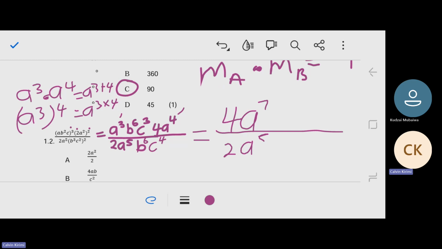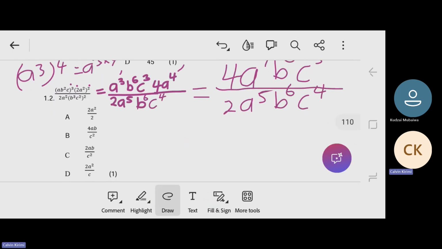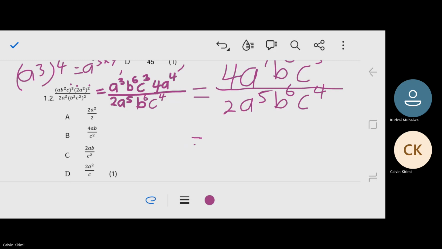Then let's expand the numerator in terms of b. Just b to the power 6. C to the power 3. Then the denominator, b to the power 6, c to the power 4. Now let's subtract and simplify. What is 4 divided by 2? It's 2.